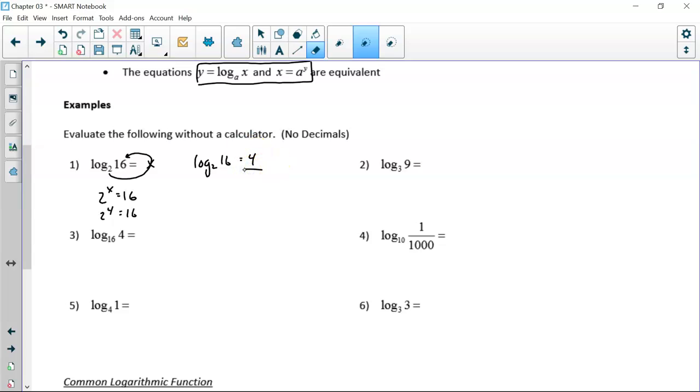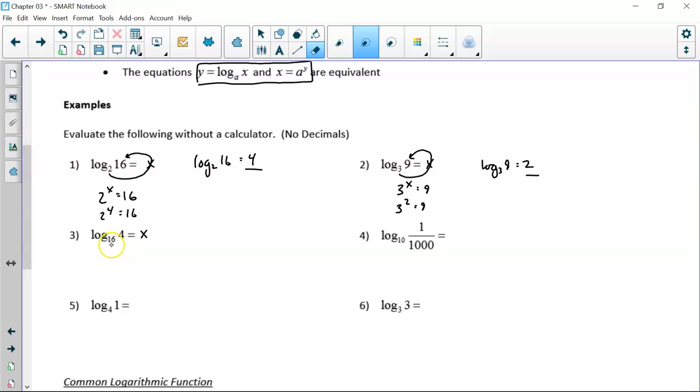We evaluated that log. Let's try it again. Remember, let's just put an x here to make it easier, and then rewrite it into exponential form. So 3 to the power of x equals 9. And now 3 squared equals 9. That was our missing exponent. So log base 3 of 9 equals 2. So when we evaluate that, we get a 2.